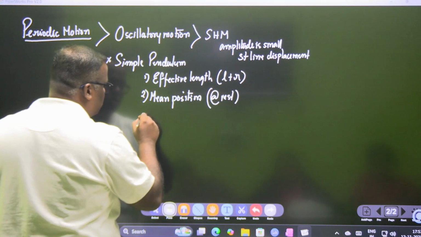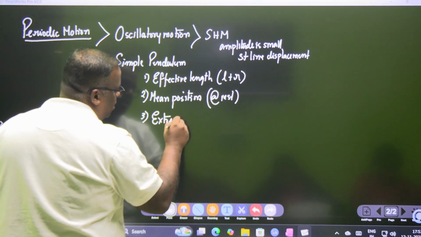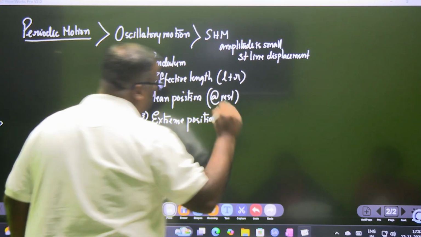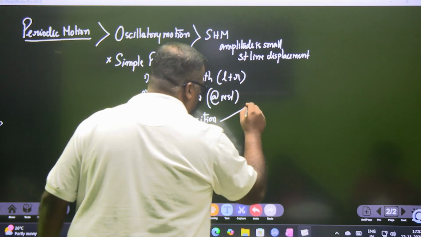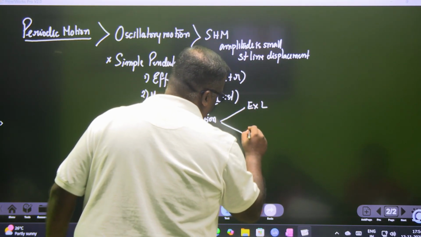After that, we also have to understand something called the extreme position. An extreme position can be the extreme left and the extreme right.